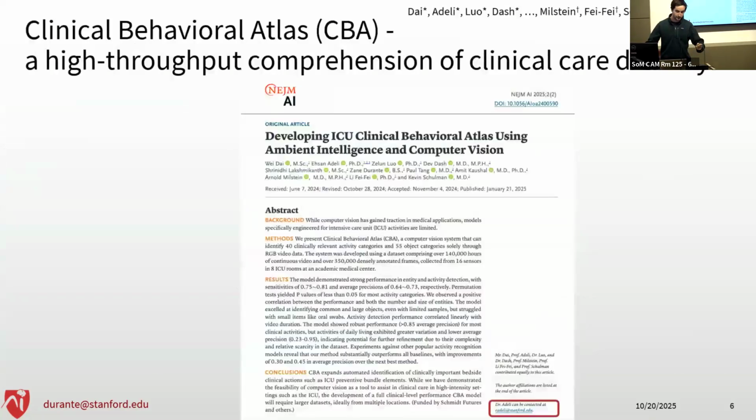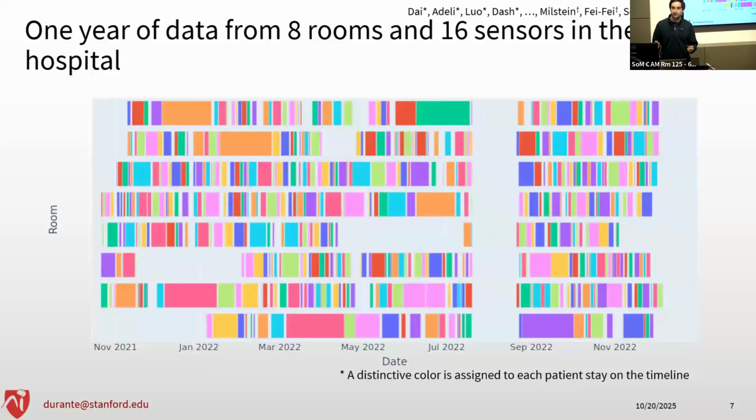Together, we've built what we call the clinical behavioral atlas. The idea is to create an automatic way to, in a high throughput way as well, understand all the clinical activities that are happening in a room and make sure that the patient is receiving the care that they need to receive at the right time. To build this model, we basically took 1 year of data from 8 different rooms with the 2 sensors in each room. And you can really visualize the data here.